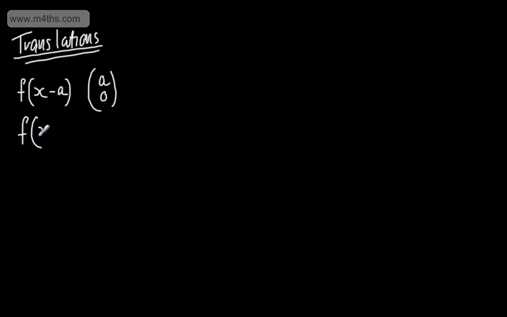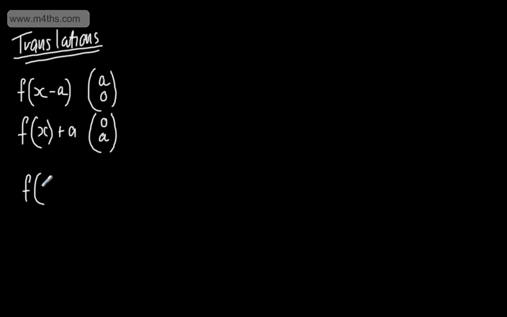If we have translations, we simply move the graph. So we're translating a curve, for example. If we have f of x minus a, this will give us a vector of (a, 0), so we move this a units in the positive x direction, or to the right. If we have now f of x plus a, we have a vector of (0, a), and we move this a units in the positive y direction, or if you like, parallel to the y-axis.